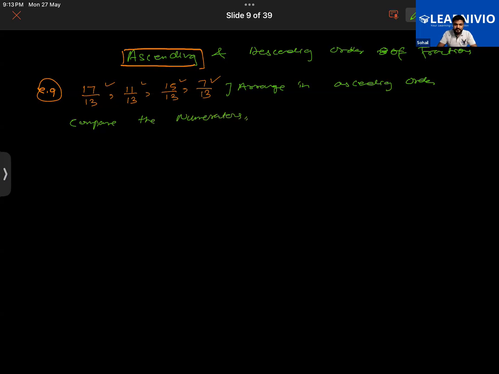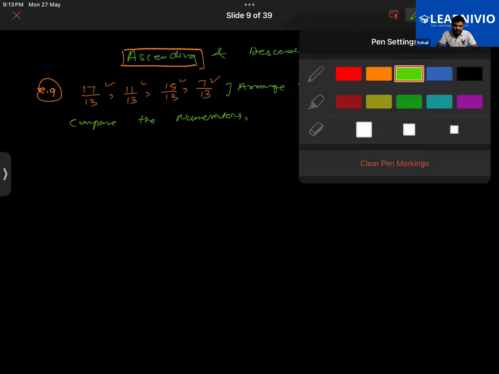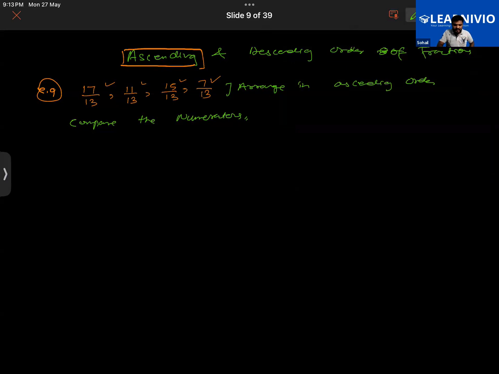If the denominators are different, do we have to check the denominators and numerators? Whenever you have like fractions, in which all the denominators are the same, and you are asked to arrange them in ascending order, first look at the numerators. Start arranging from that fraction which has the smallest numerator.